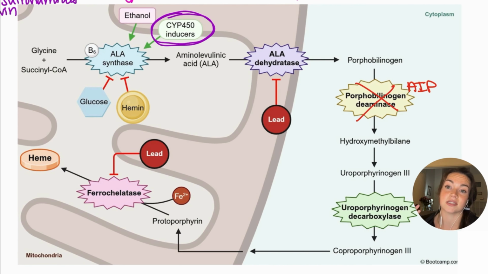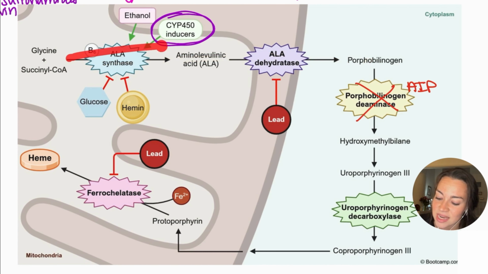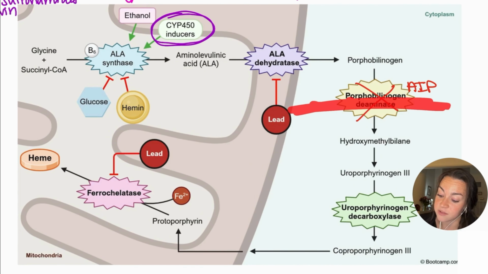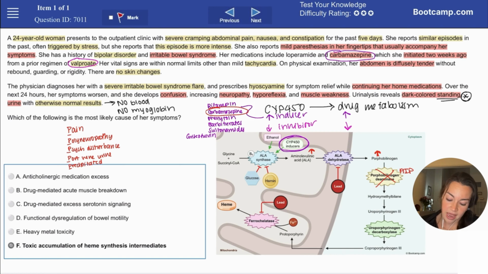So the increased demand causes increased attempted heme synthesis. But that increased attempted heme synthesis in combination with that defective PBG deaminase enzyme that we see in AIP will lead to buildups of toxic intermediates like ALA and PBG. That's what causes those symptoms. So our correct answer is F, toxic accumulation of heme synthesis intermediates. That is the pathophys of the symptomatology in AIP.